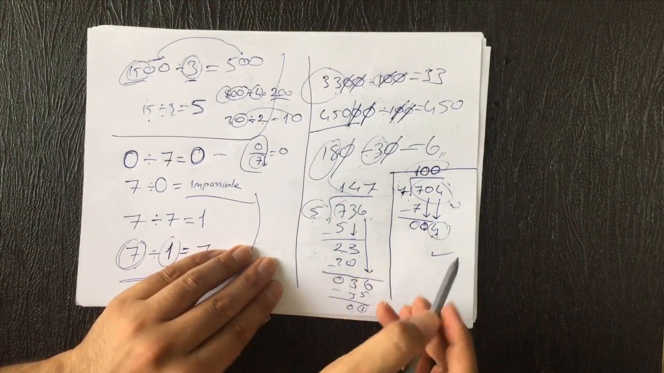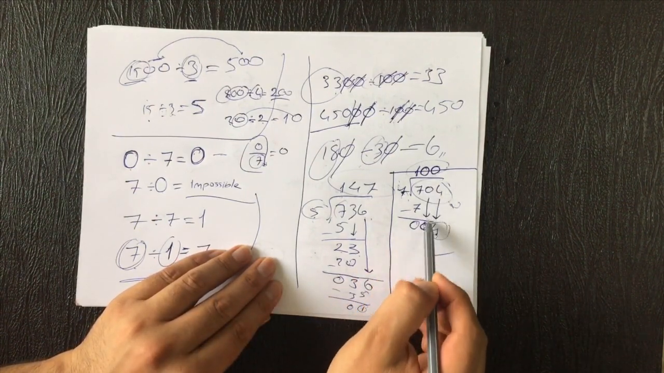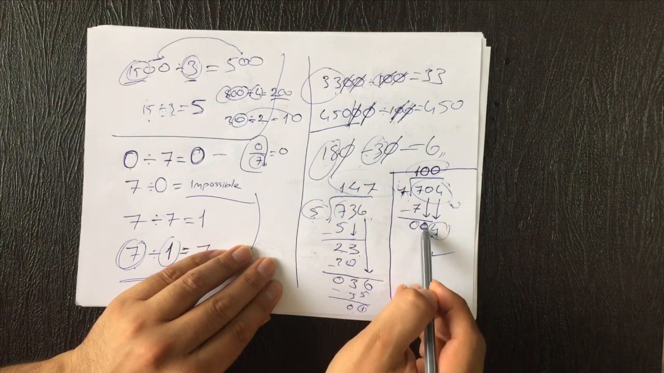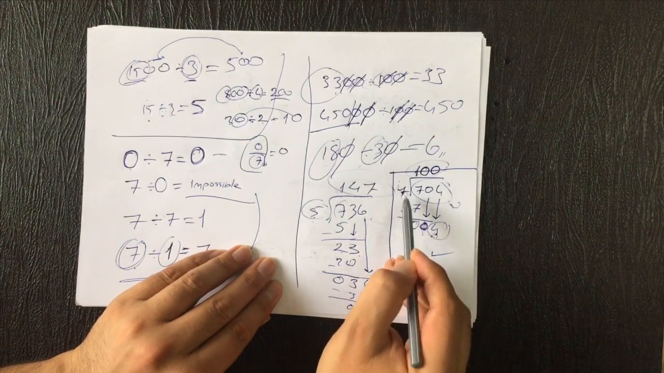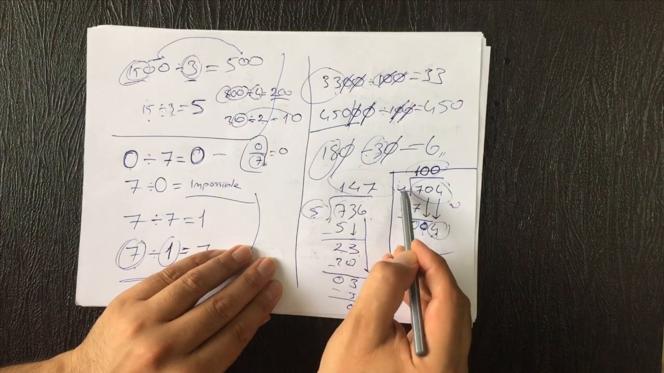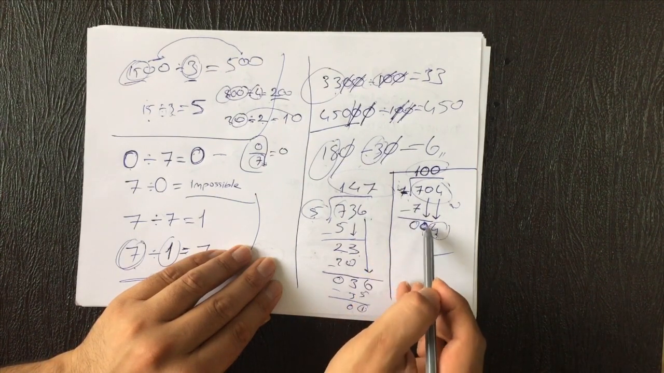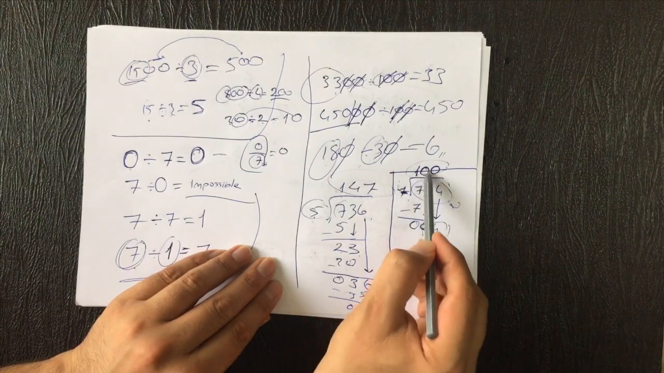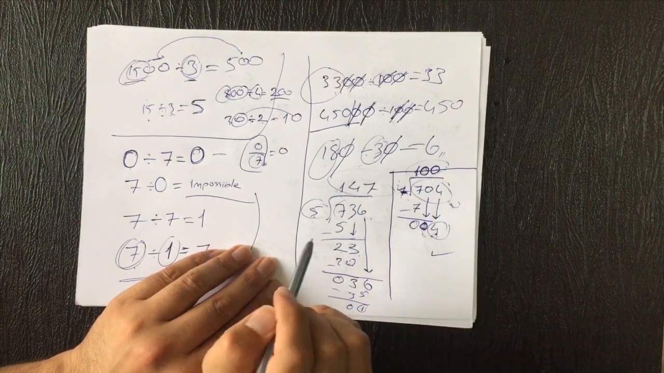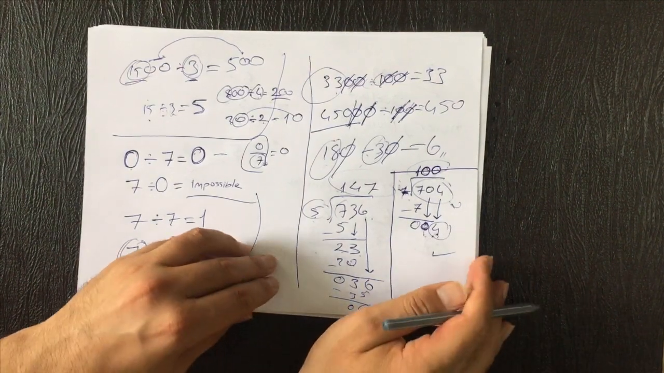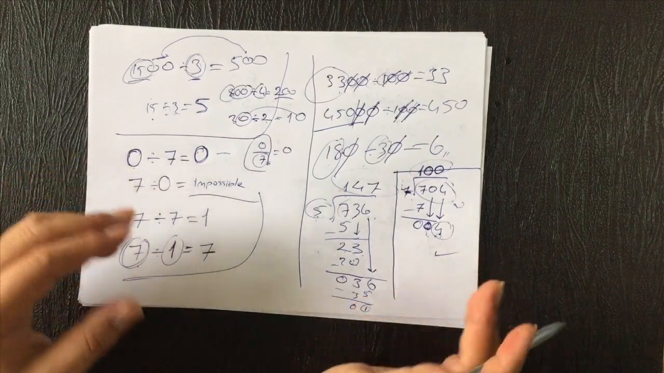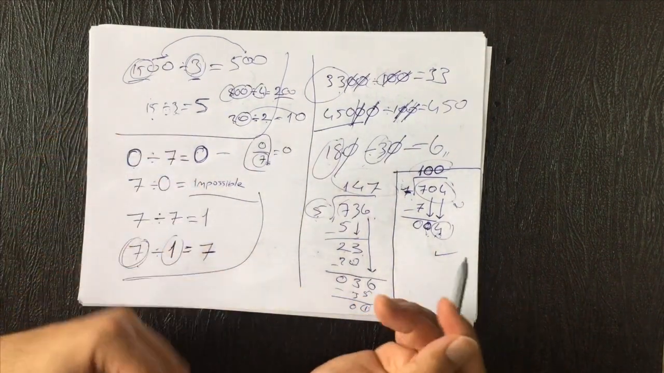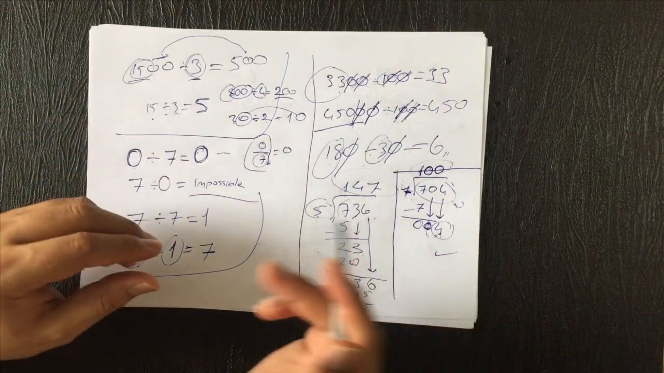Okay, what we learned here: if we are bringing a number down and we cannot find our divisor inside of this number, what we have to do is put a 0 here when we bring it down. Okay, we learned these ones. If you have books, of course you have books, then you can try to make exercises from those books.